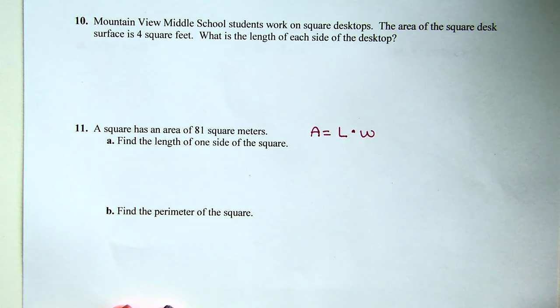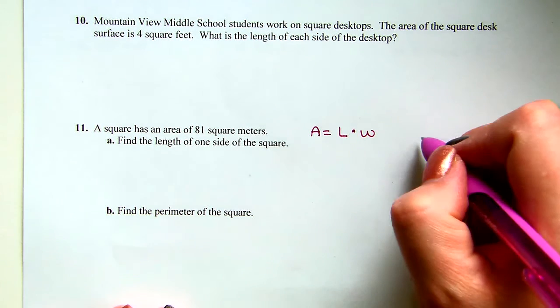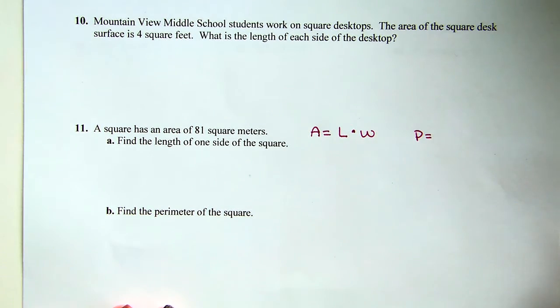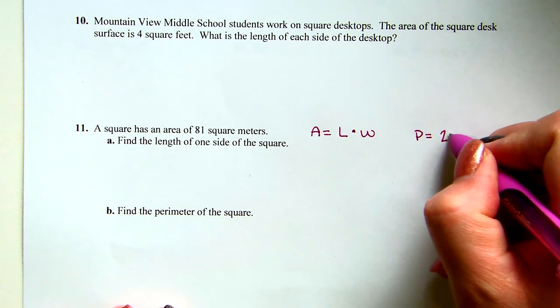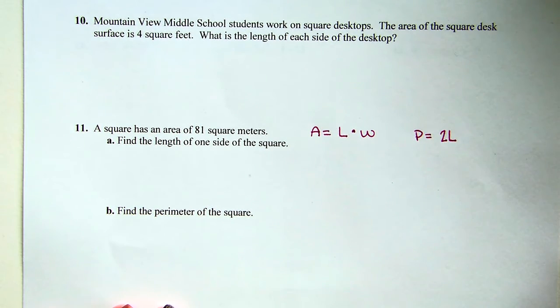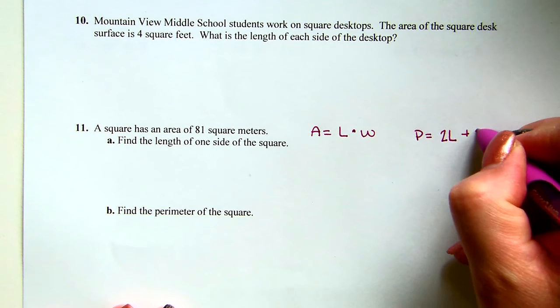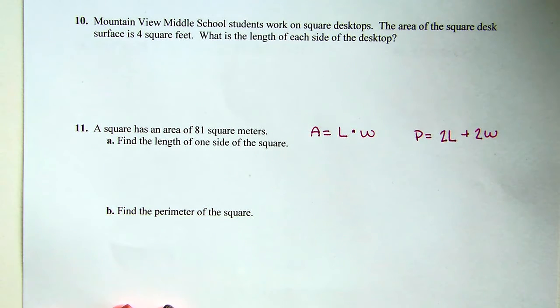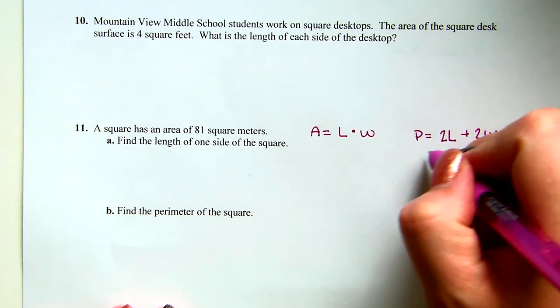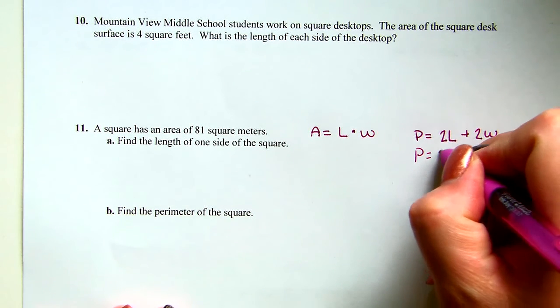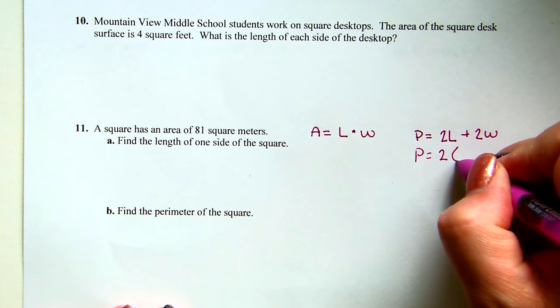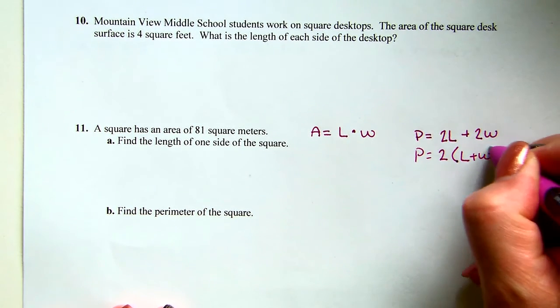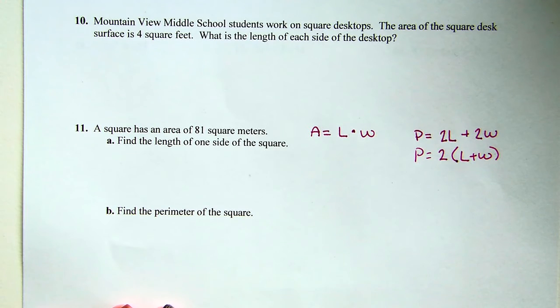The second one is perimeter. Perimeter is 2 lengths, or 2 times L, plus 2W, or 2 times W. That is how we'll find our perimeter. You could also use the equation P equals 2 parentheses L plus W. Either equation will work when finding the perimeter.